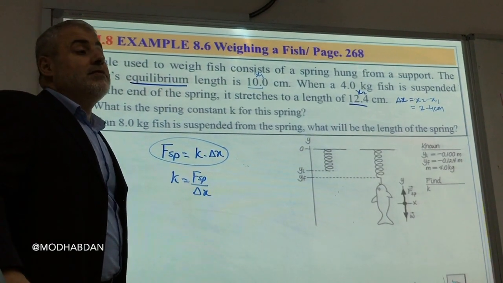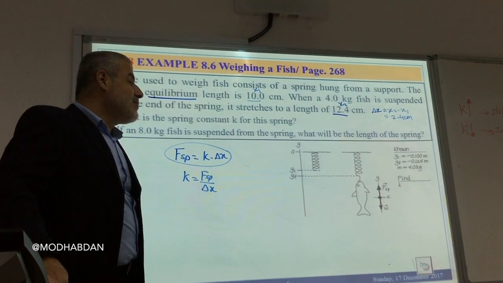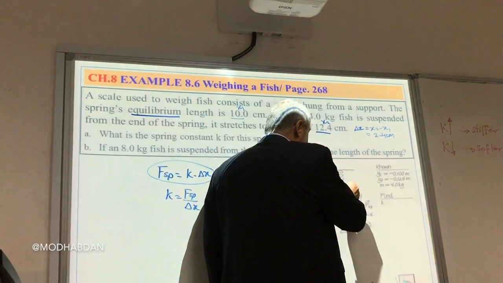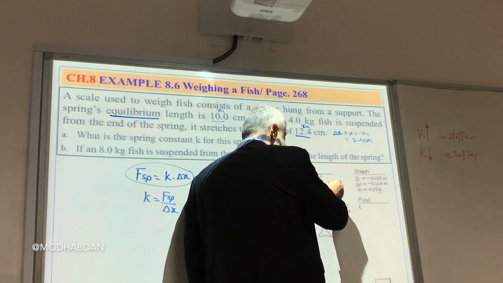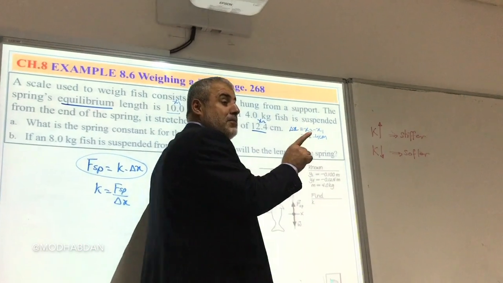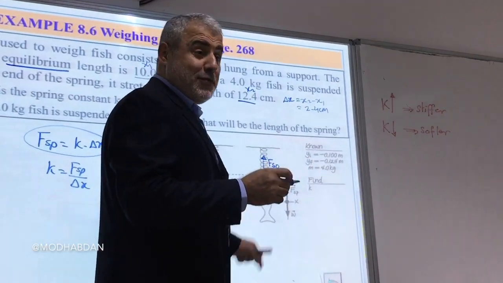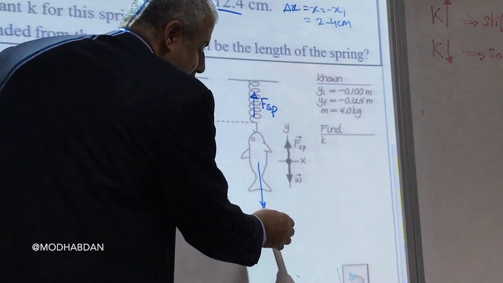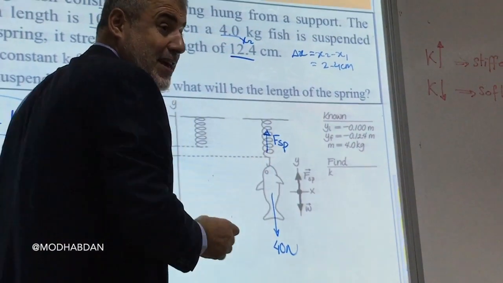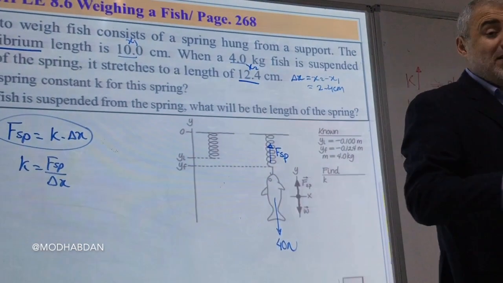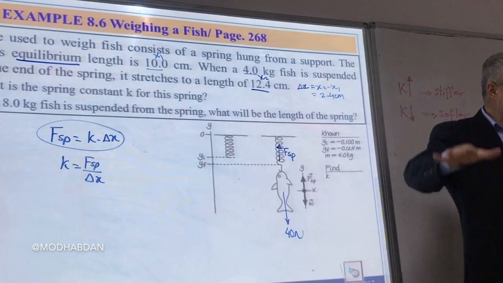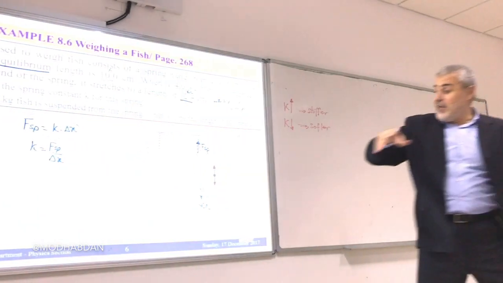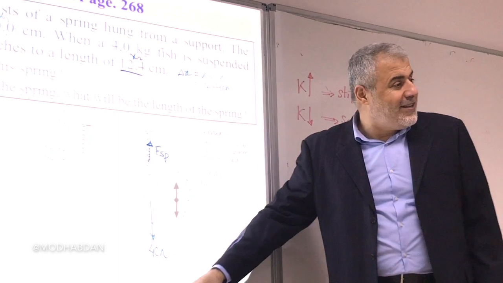How much force of spring? Why? This force of spring is here, and what is causing this force is actually the weight of the fish, which is, by the way, 40 Newton, because it's 4 kilogram. Now we say this is an equilibrium. The fish is not moving up or down. When it stops at equilibrium, we say that this force should equal this force.